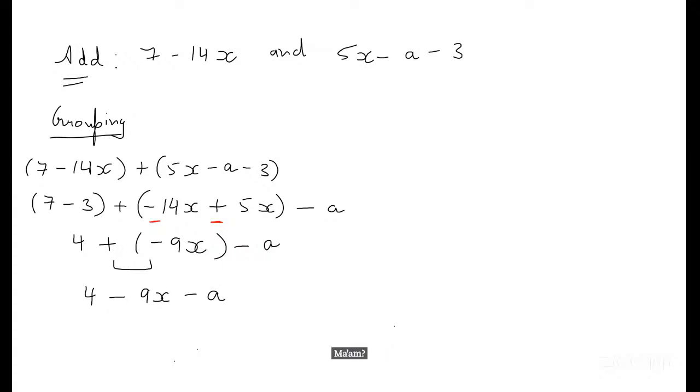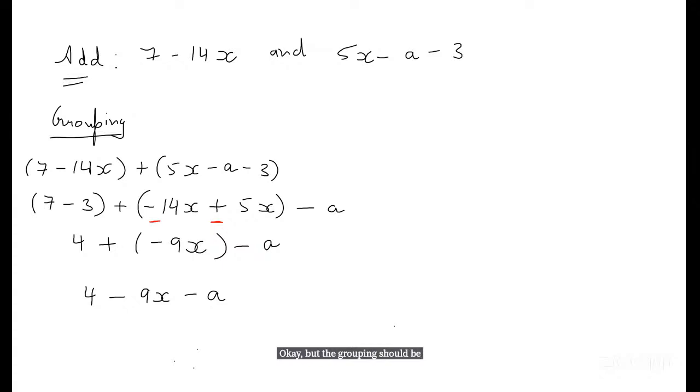Yes, Edric? I wrote minus 9x minus a plus 4. That's because you took 7 minus 3 at the end. You first did the grouping of minus 14x and 5x. First I did the variables, then I did the numbers. Okay, that's not a problem. But the grouping should be correct.